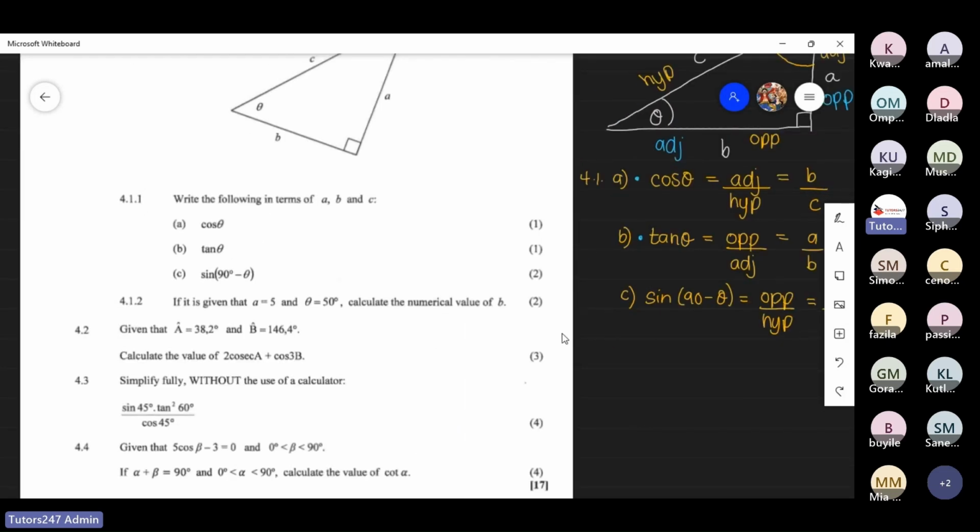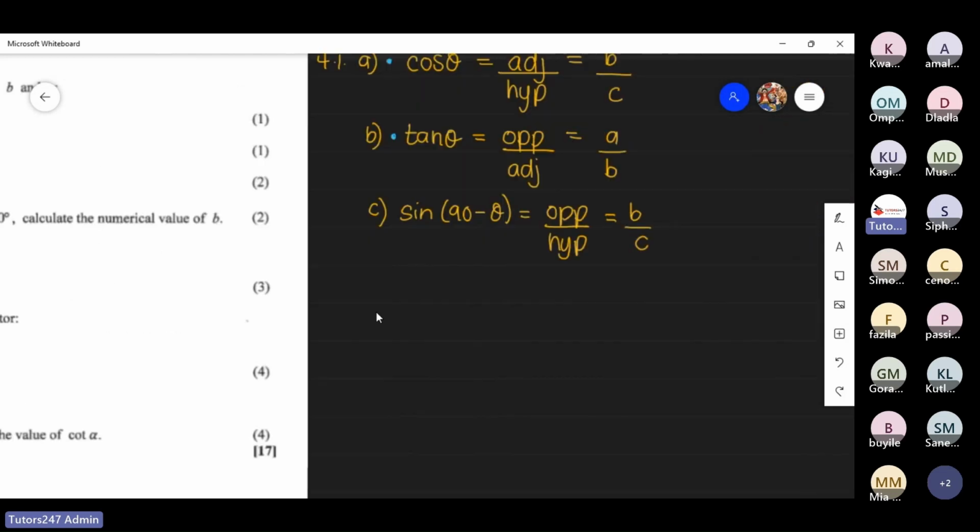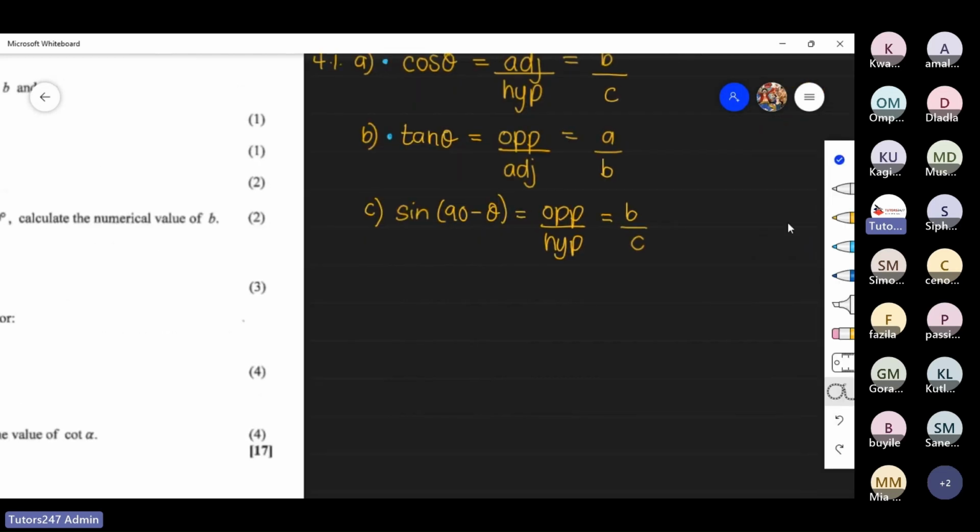So next we have question 4.1.2, right? Question 4.1.2 states, if it is given that A equals 5 and theta equals 50, calculate the numerical value of B. So let's make a note of the values we are given. Then we can decide how to proceed with this question. So we have 4.1.2. We were told that A equals 5 and theta equals 50 degrees. We need to find the value of B.